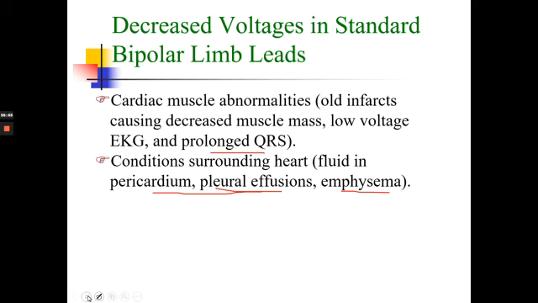Cardiac muscle abnormalities, old infarcts, and a decrease in cardiac muscle mass give low voltage and QRS, or the heart is further from the exploring electrode. Why does the heart become further? Because there are layers in between, such as pericardial or pleural effusion or emphysema, so the heart gets too far from the exploring electrode.